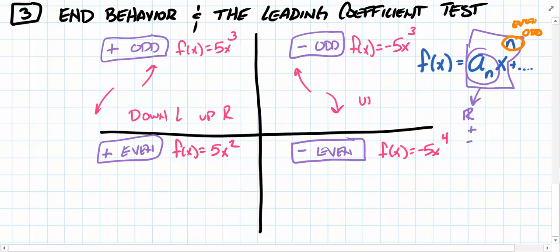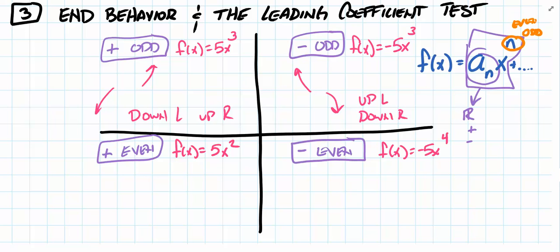Is this making sense so far? Okay, we only have two other combinations here. They could either both be going up or they could both be going down. Well, what's your guess for end behavior for positive and even? Yeah, this is going to look something like this, right? Up on the left and up on the right. And then think about negative and even. What's that going to be? Down on the left, down on the right.